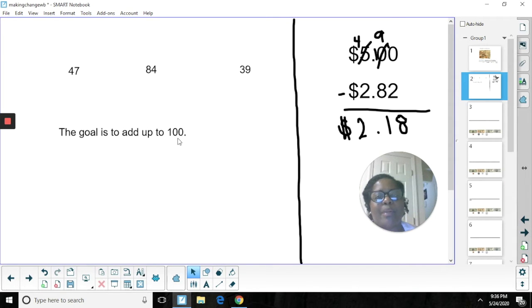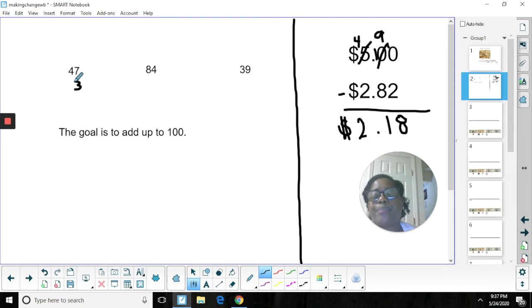And when you're dealing with money, adding up to 100 means adding up to the next whole dollar. Okay? So if we look at our ones place, if we want to make this add up to 10, what number will we put here? Did you say 3? If you did, you were right. Because at the end of the day, we want this to add up to 100 or the next whole dollar.